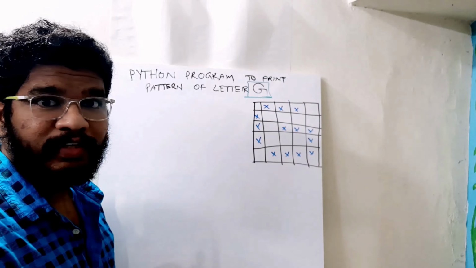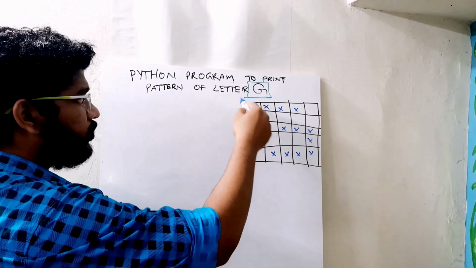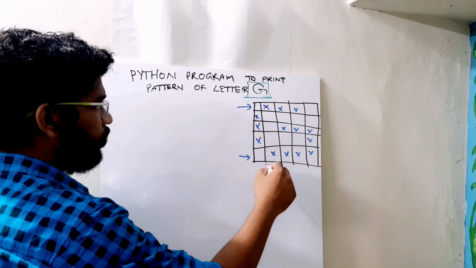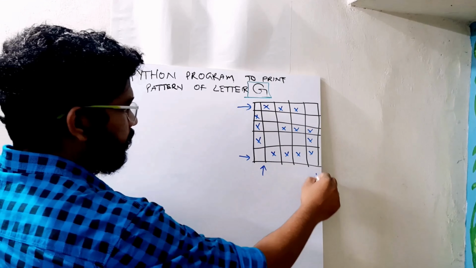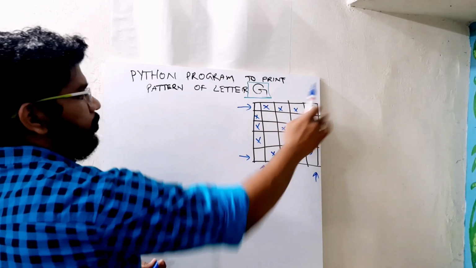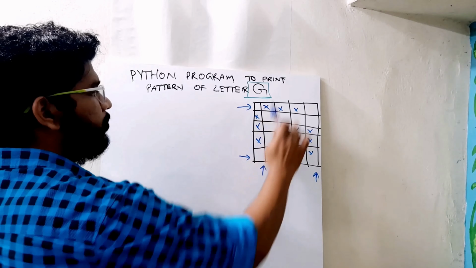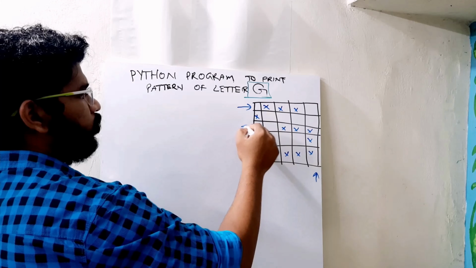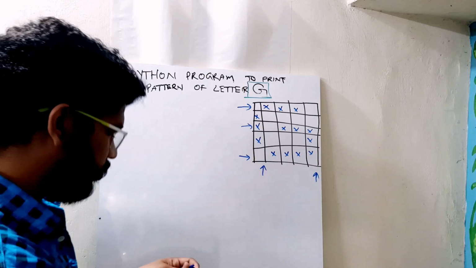So first, I'll print the rows. This is one row, this is called the first row. This is called the last row. This is the first column, this is the last column. And then this is the middle column. So these are the only things I'm going to print.